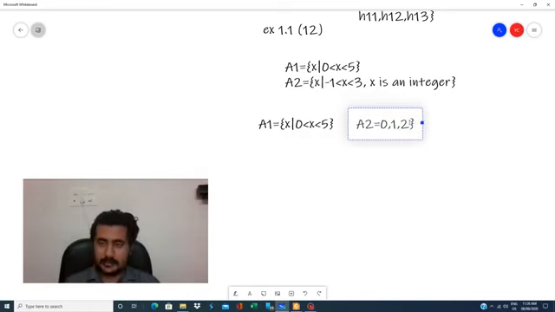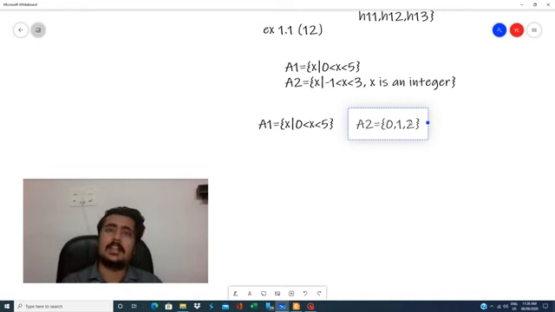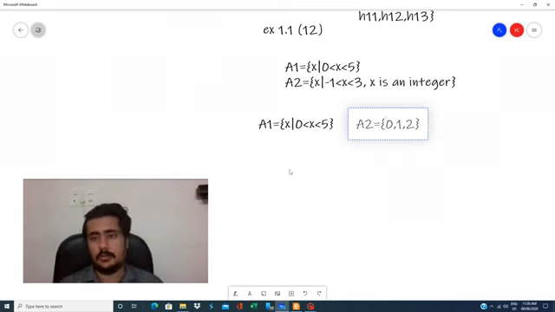Sir, then why have you not written 1, 2, 3, 4 for A1? Because in A1 there is no specific instruction that A1 is an integer. So we'll write 0 to 5. We will assume both integer and non-integer values are included. So A1 can be 2.3, 2.5, 2.9, 3.7, 3.67, 4.13, everything. So it is 0 to 5 in short. But A2 is an integer, so A2 is only 0, 1 and 2. Now you want to find the union.